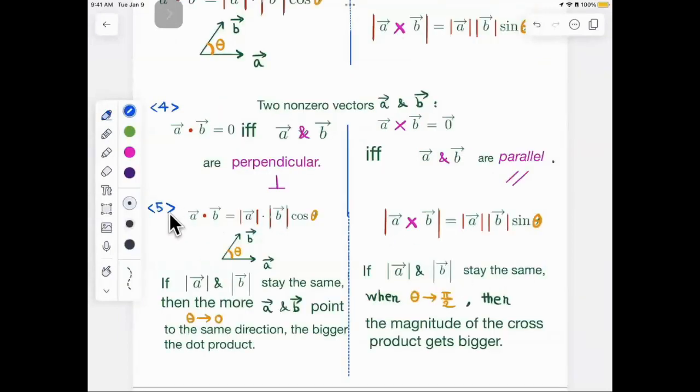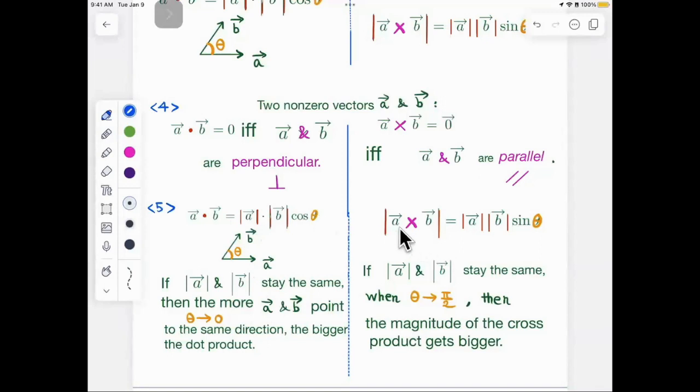Number 5, since the dot product is equal to this, if the magnitudes of A and B stay the same, then when theta is closer and closer to 0, cosine theta will get bigger and bigger. Which means that the more A and B point in the same direction, the bigger the dot product.